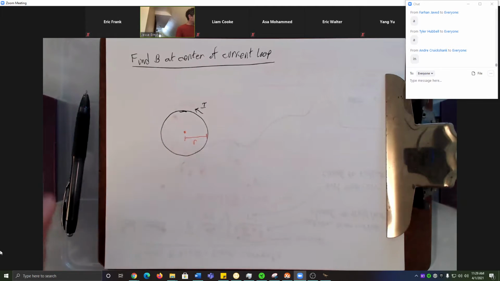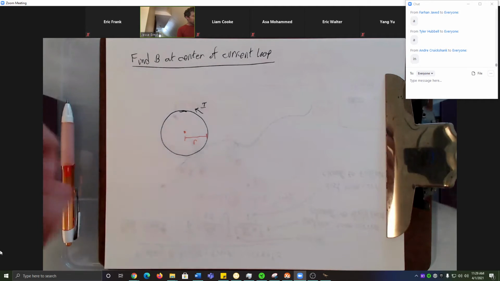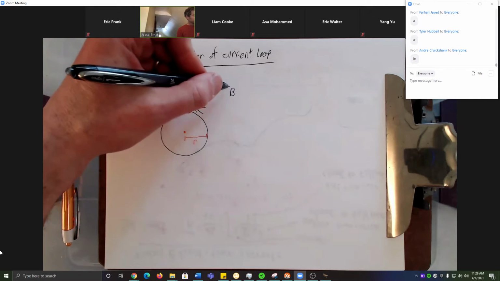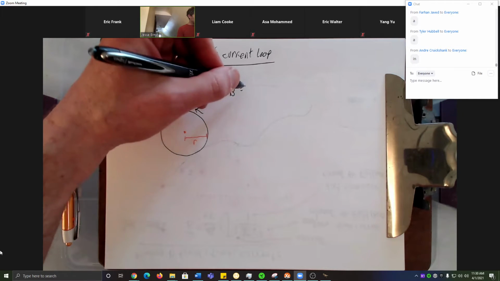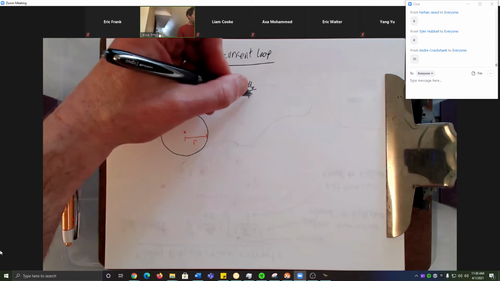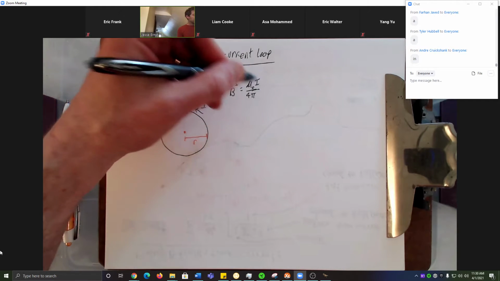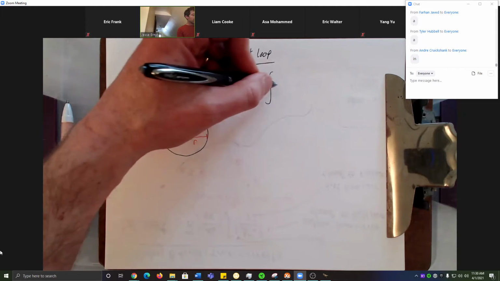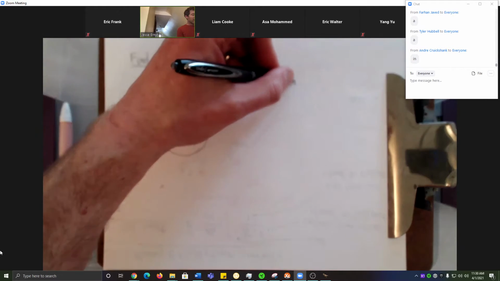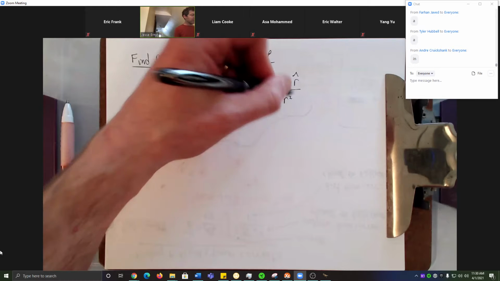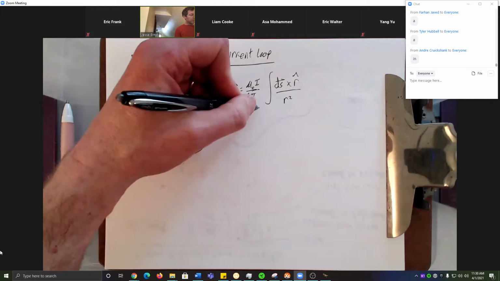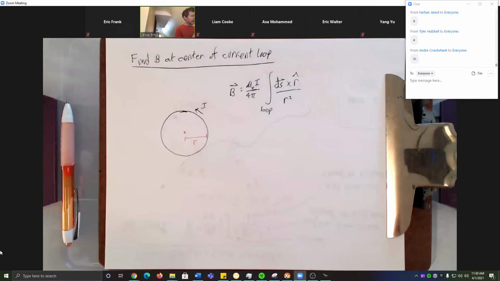All right, so what Biot-Savart law tells us is that the B field here is going to be mu naught over 4 pi. I'm going to pull the I out. Mu naught I over 4 pi times the integral of ds vector cross r hat over r squared around the whole loop.